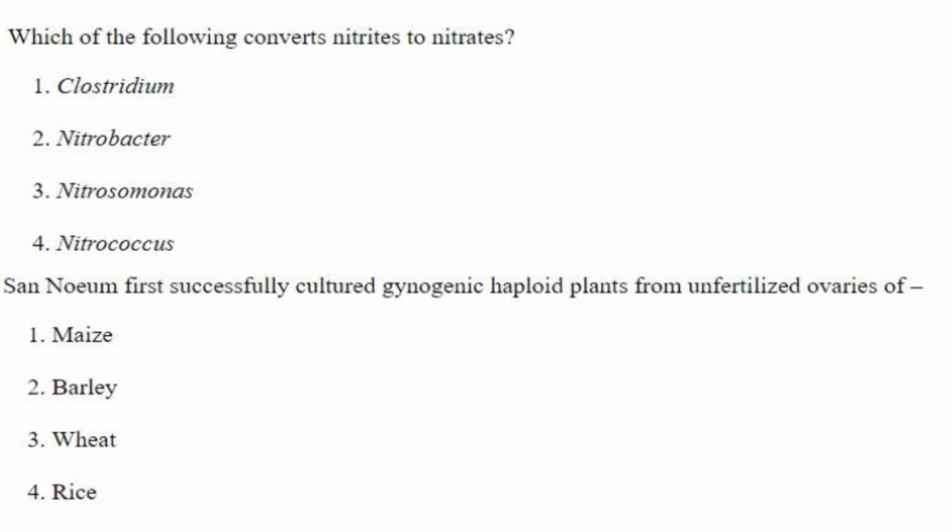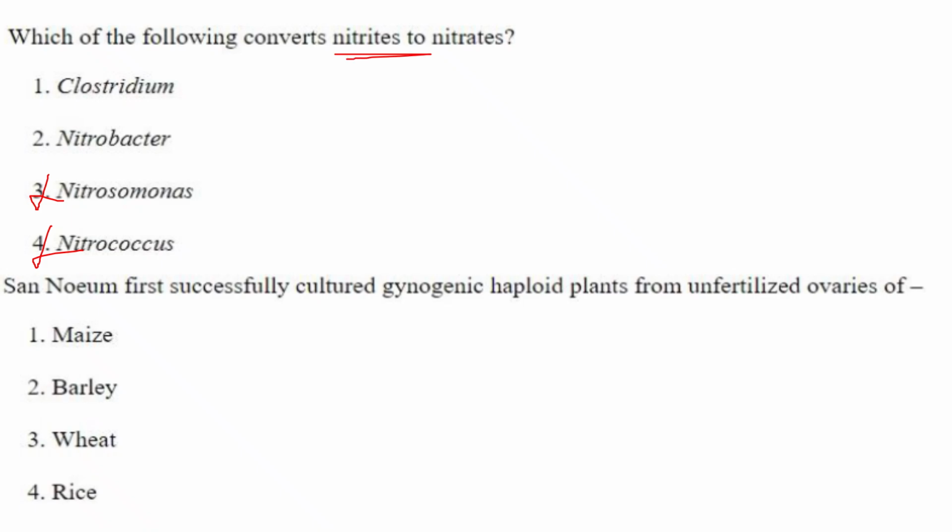Then which of the following converts nitrites to nitrates? Okay, nitrites to nitrates. So first, ammonia is formed. Ammonia is converted to nitrites, NO2 minus, by Nitrosomonas and Nitrococcus. So that is how nitrites are formed.